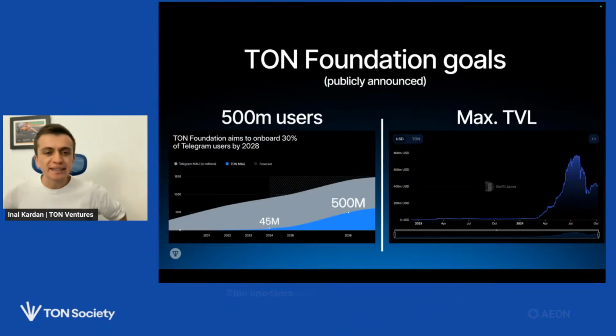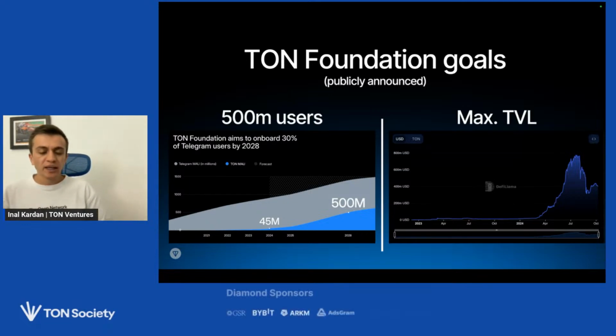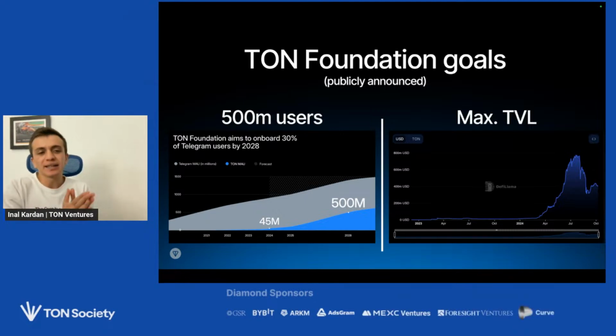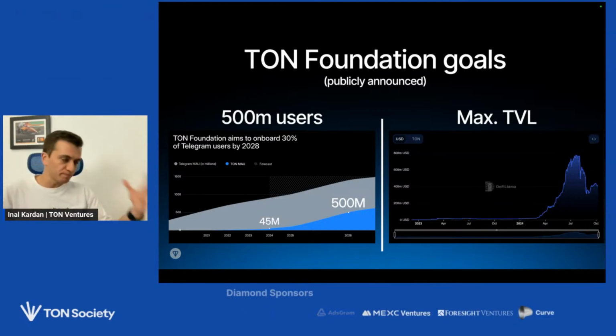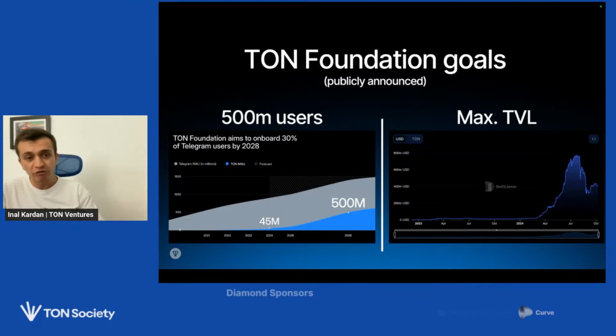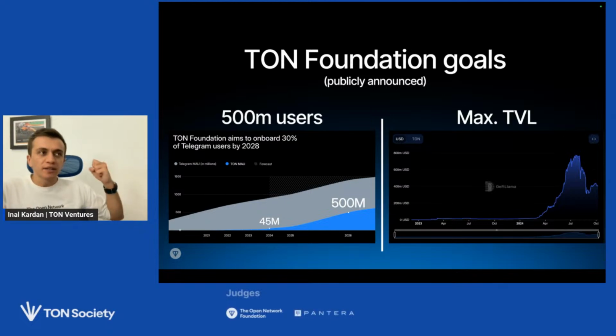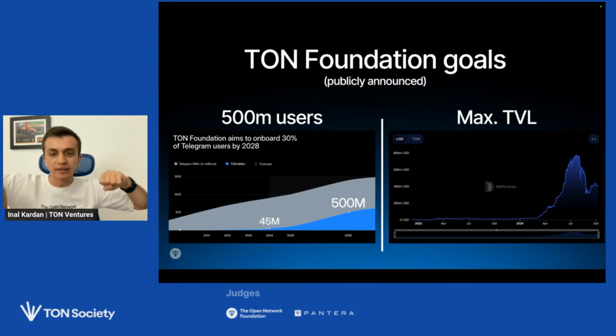The first one is number of users. It was publicly announced that Ton aims to onboard 500 million users by 2028. It means that you have to think about products that can bring more and more users to the Tonica system. By bringing, I mean not just that they get an airdrop and leave, but that they are retained in the ecosystem. This is important. So try to think what kind of problems you can solve, which will either attract a lot of users or attract liquidity.